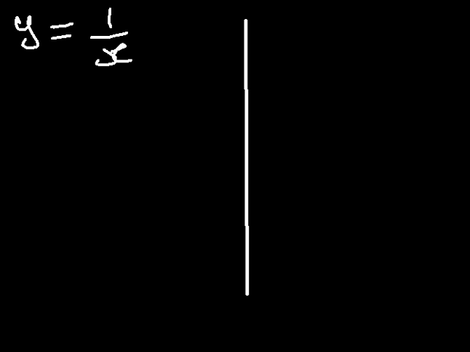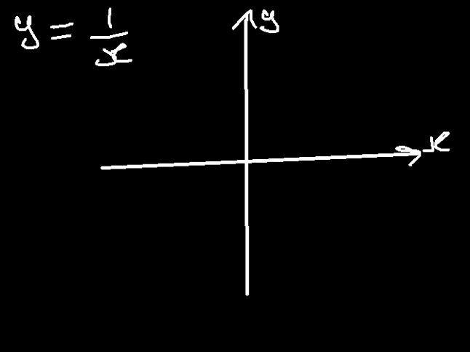Let's say this is the Cartesian plane, where this is the y-axis and this is the x-axis. And the graph of the reciprocal function looks like this. So this is the basic graph of the reciprocal function. You should know that's how it happens.